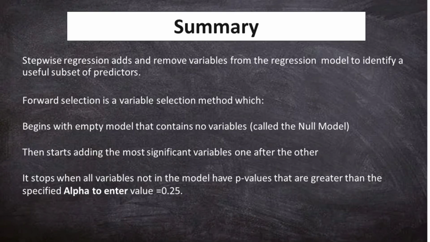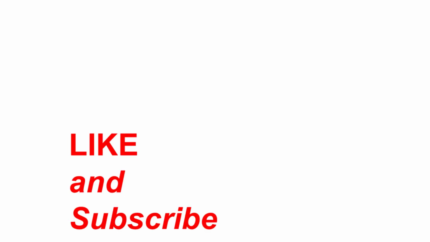Stepwise regression adds and removes variables from the regression model to identify a useful subset of predictors. Forward selection is a variable selection method which begins with an empty model that contains no variables, called the null model. Then it starts adding the most significant variables one after the other. It stops when all variables not in the model have p-values that are greater than the specified alpha to enter value equals 0.25.